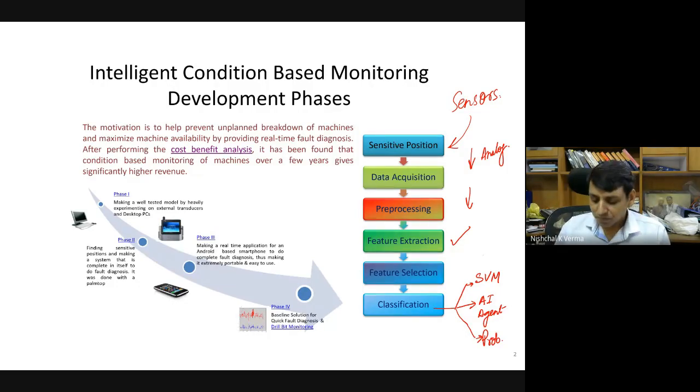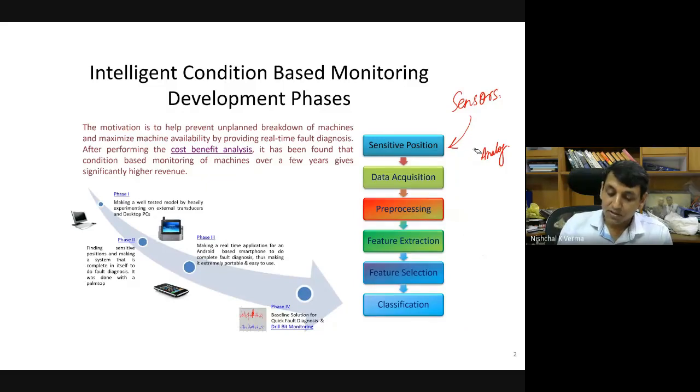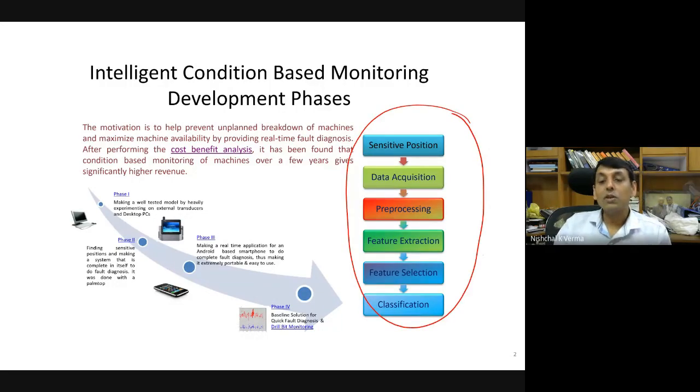Okay, so this is how the recognition, the condition based monitoring process is carried out, and these are basically the building blocks. So if we are moving forward with condition based monitoring, we have to follow this process.